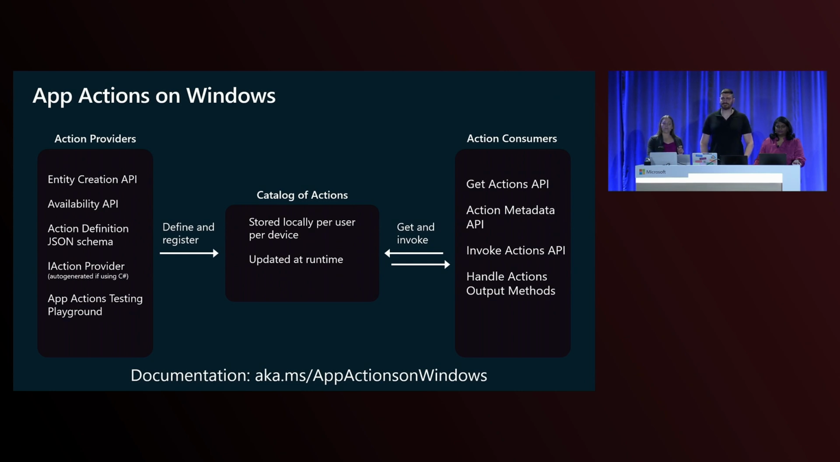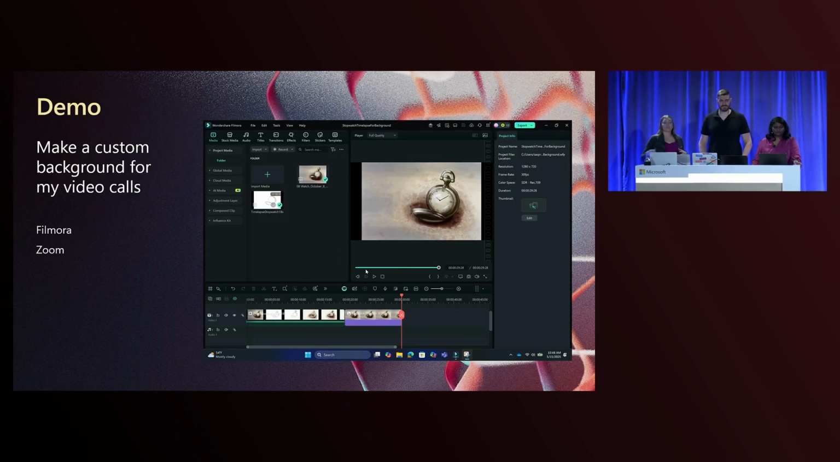And now I want to talk about the kinds of experiences that you'll be able to build for your end users with this platform. So I'm going to start with a demo. In this demo, I'm going to pretend that I'm a customer and I'm trying to make a background for my video. So this is the end user goal. I'm going to use two apps to show you this working. One is Filmora, which is a video editing app, and one is Zoom, which is a video calling meetings app.